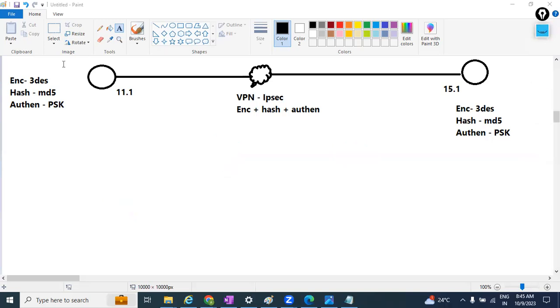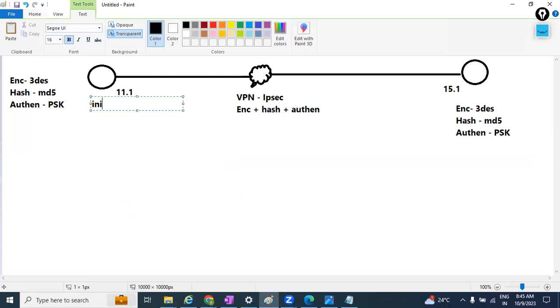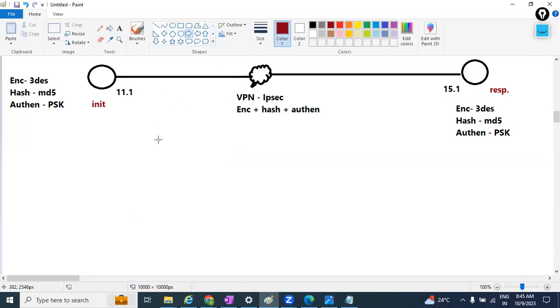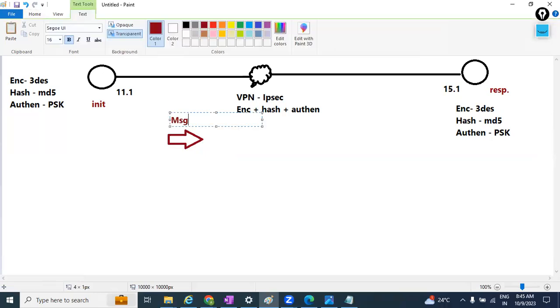So we would consider this is the initiator, and this would be the responder. Clear? So the initiator would send the first message. This is message number 1, and this is from the initiator side. It would use the ISAKMP protocol.